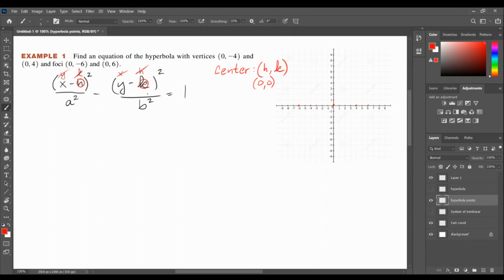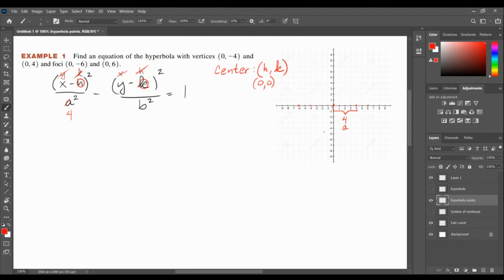Now we need to figure out a and b. Based on what it says in our conic summary sheet, a is the distance from the center to each vertex. So we've got the center. The distance from there to a vertex is a. So now we know a is 4. So I can cross that out and put a 4 there. They tell me b is a point on the conjugate axis, that's the one that's perpendicular to the transverse axis through the center, but it is not a point on the hyperbola.